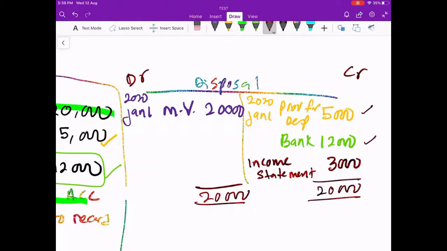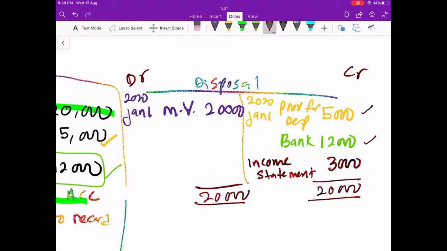So that bank account is debited 12,000. Another account is disposal. Disposal is something like a revenue. This is the revenue, right? So revenue, ready. Income will be debit or credit. This one is good.